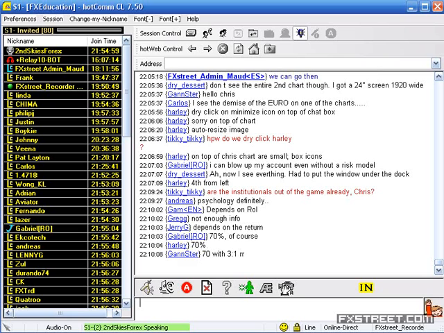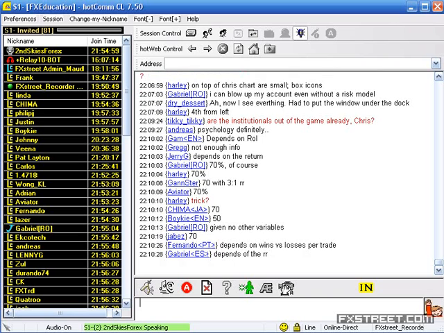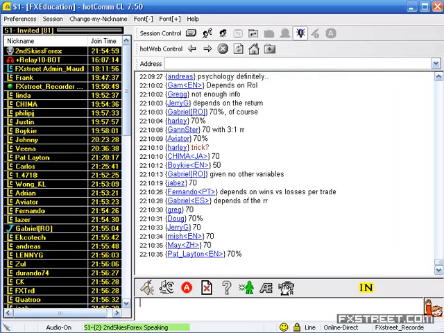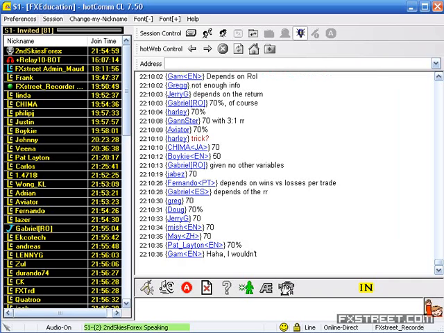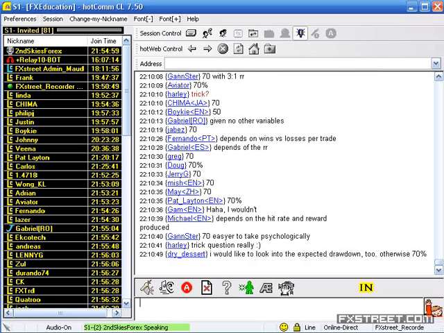Okay, so Greg's saying not enough info. Jerry G says depends on return. Gabriel says 70%, of course, 70%. I didn't say anything else. I just said 70% accurate or 30% accurate. If you had a choice between the 2 systems, given no other variables, what would you choose? 70% or 30%? Given no other variables, so I can't give you any information about wins, losses, RRs. Someone says it depends on the hit rate and reward produced. Okay, so you have to play along without any other variables. What would you all choose? Everybody would choose, it seems like everybody chooses the 70%.